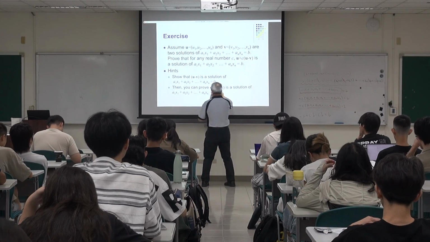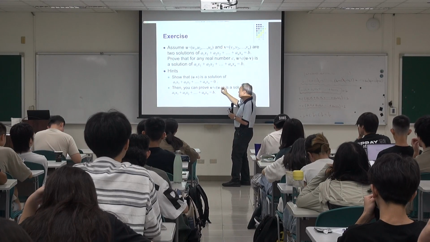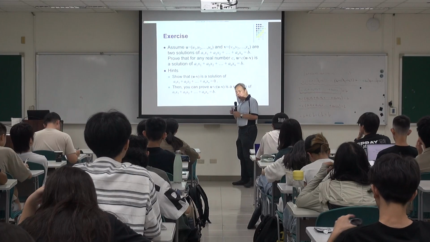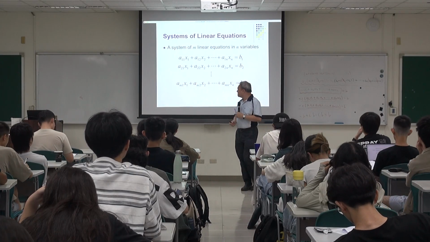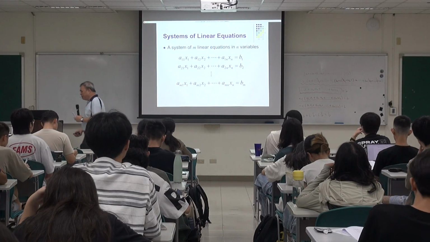Obviously, to do that, U and V have to be different. If U and V are the same, this thing becomes zero, and then you have only one solution. So that's one linear equation.